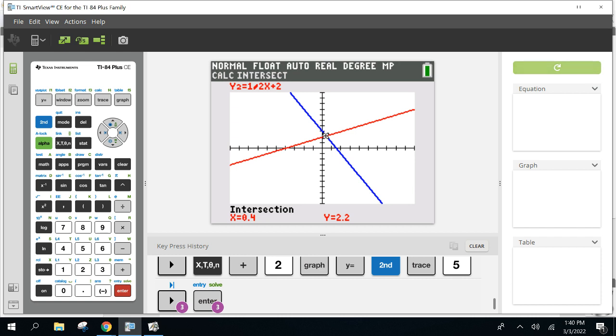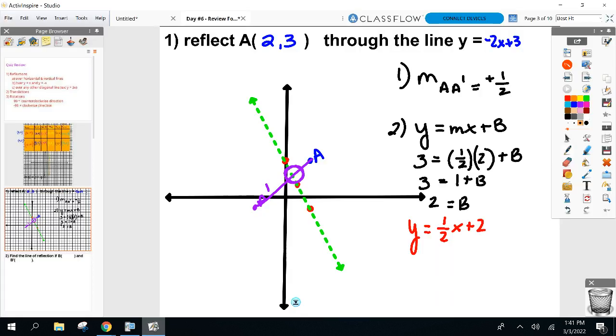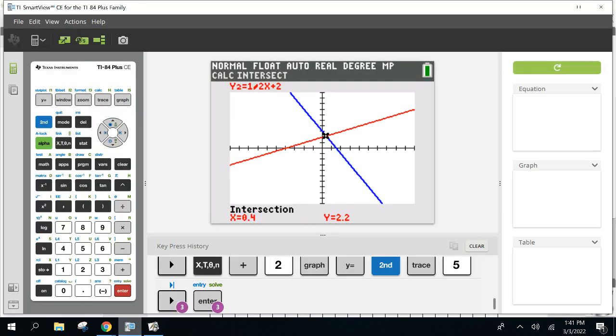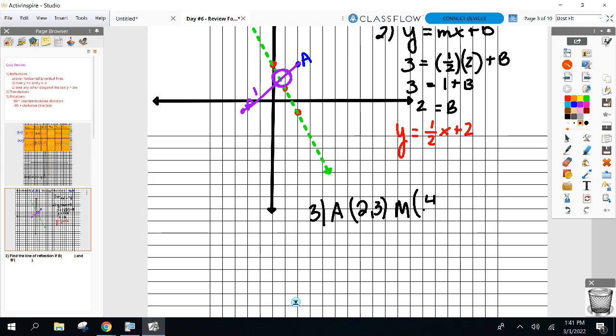And then up should pop the point of intersection. Look, guys, is this A prime I'm showing you right now, or what you have up on your screen? 0.4, 2.2, is that A prime? No, that's the midpoint of AA prime. That is the midpoint, not A prime. We're not done. Here's what we know. Point A, (2, 3). Midpoint, (0.4, 2.2). Use that info now to find A prime. Okay, what's showing on your calculator? The intersection of the two is the midpoint, not A prime.